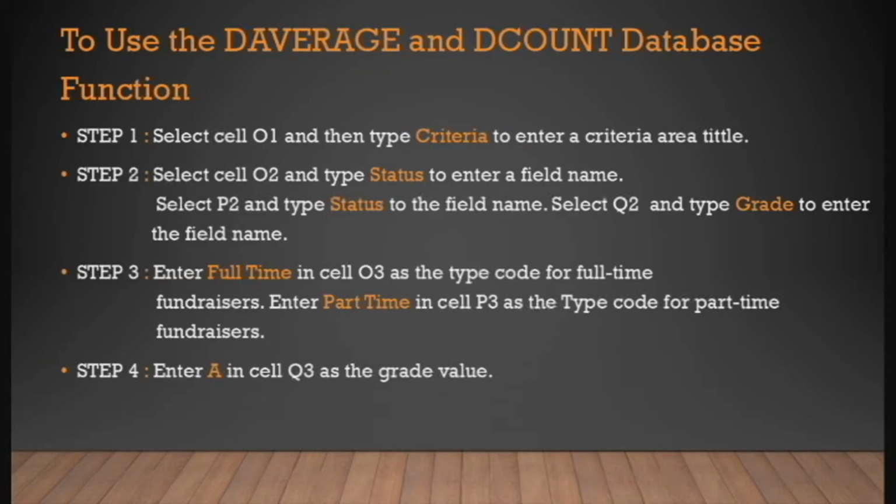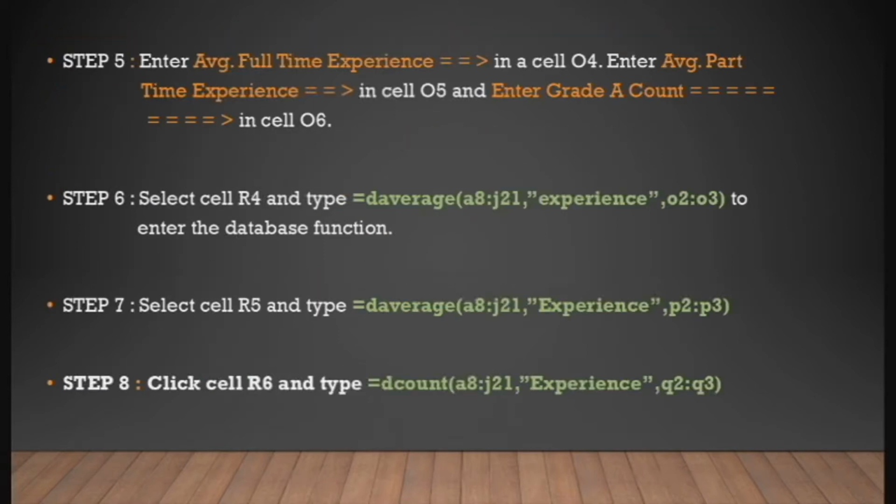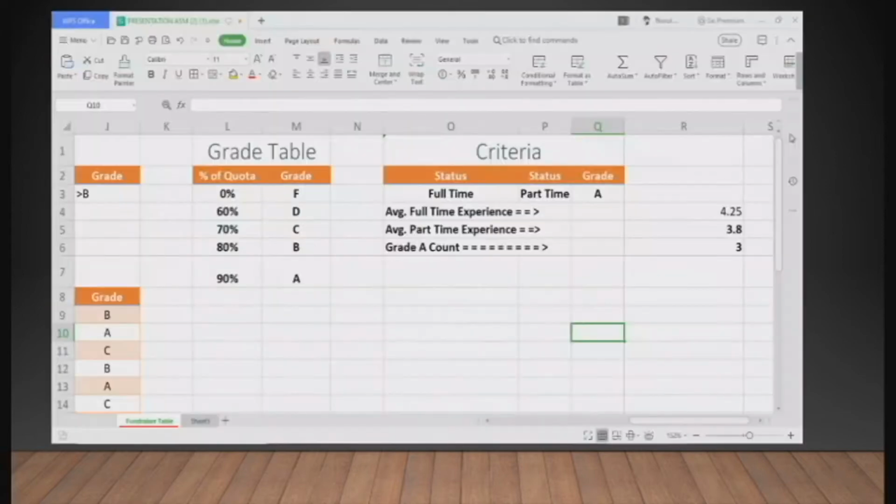Okay, there are several steps to use the average and the count database function. I have provided these steps on this PowerPoint to make you clearly understand before we proceed to practice step by step in Excel after this. There are 8 steps in total, so you can also refer to the textbook, Excel part, page 337. Okay, next, at the end of the practice, it will appear like this.